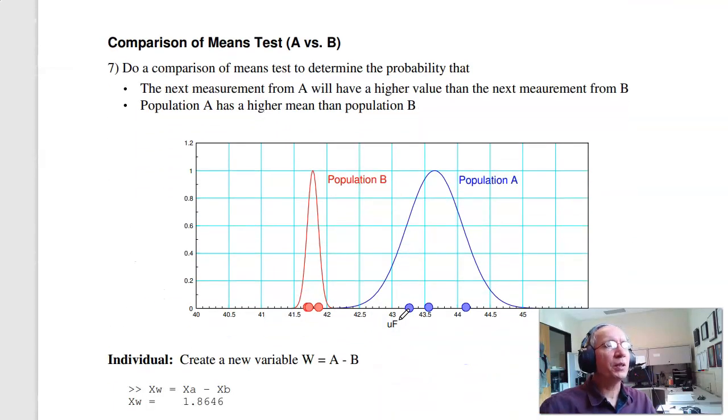Finally, comparison of means. What's the probability that A is bigger than B? So here's my data points, the 3 data points for B, the second capacitor, and 3 data points for A. There's kind of 2 ways to analyze this. One is for an individual, one's for a population. An individual would say, if I take one more measurement, what's the probability that the measurement of A will be higher than the measurement of B? And there is a chance I could get a high measurement for B and a low measurement for A.